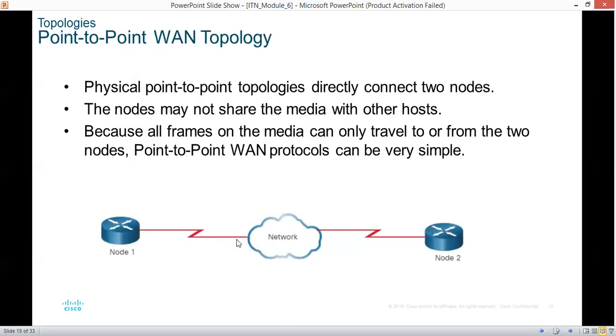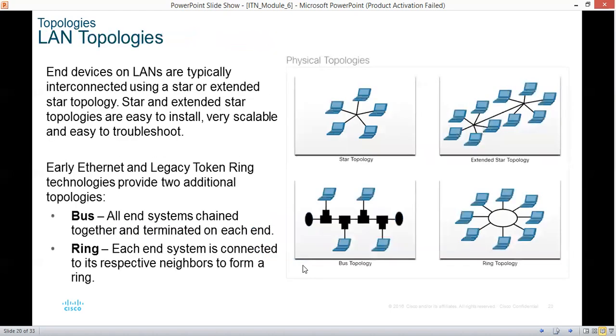So this is a point-to-point connection where you have two end systems, one here and the other one at the other point. Okay, and then this is the star topology. You can see the extended star topology, and then the bus topology, and then the ring topology. Here in the bus topology, all end systems are chained together and terminate on each end. And for the ring, each end system is connected to its respective neighbors to form a ring, as the case may be here.